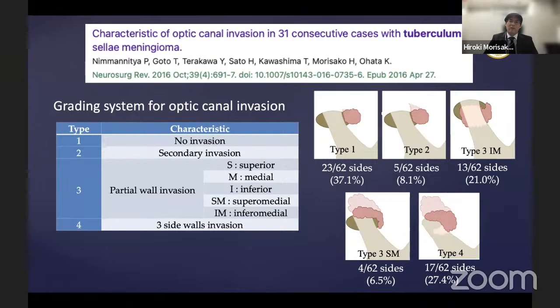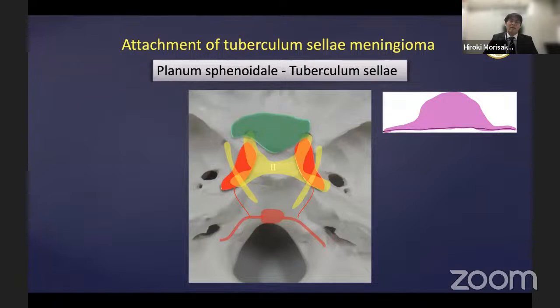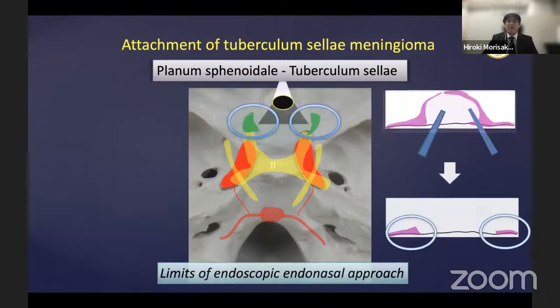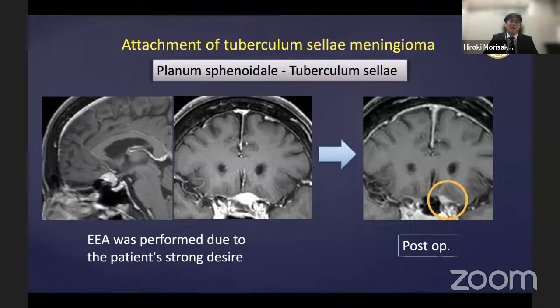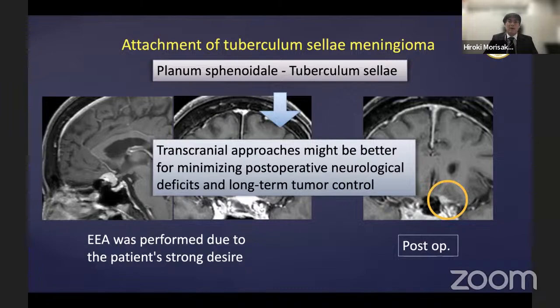If the attachment of the tumor is from the planum sphenoidale to the tuberculum sellae, we might select the endoscopic endonasal approach, but we cannot remove the lateral side of the tumor. That is the limitation of the endoscopic endonasal approach. Actually, this is a real case of the endoscopic endonasal approach for the planum sphenoidale tuberculum sellae meningioma. Postoperatively, a small remnant was identified at the lateral side of the frontal base of this patient. So the transcranial approaches might be better for minimizing postoperative neurological deficit and for long-term tumor control.